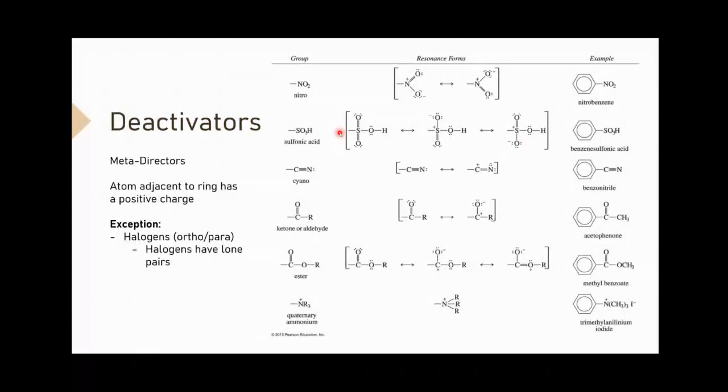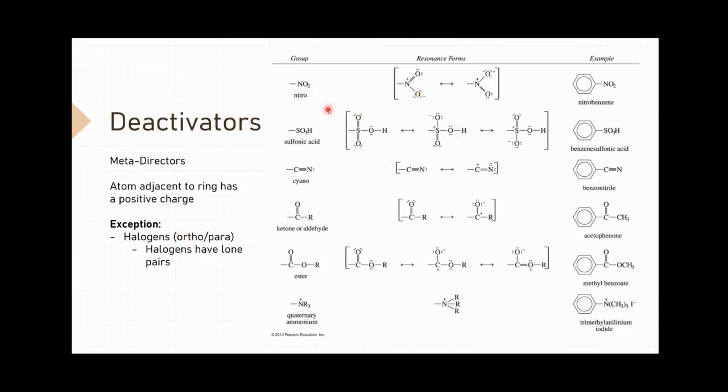For deactivators, they're going to be meta directors. These are your examples. One exception is the halogen. So deactivators are meta directors. However, halogens, because they have lone pairs, can stabilize the sigma complex by donating those lone pairs. However, they're still electron withdrawing groups. They're still halogens. They're still electronegative. So they're still deactivators.